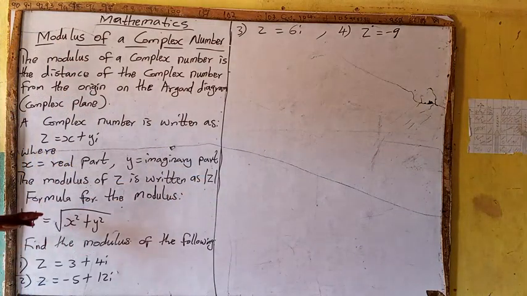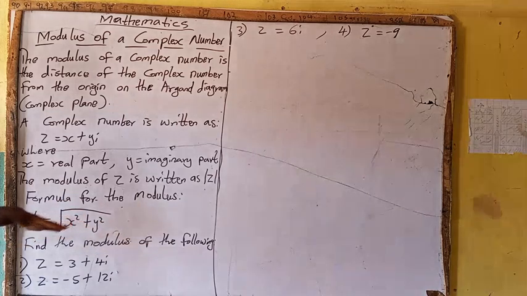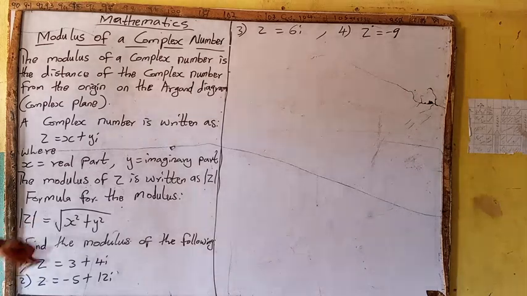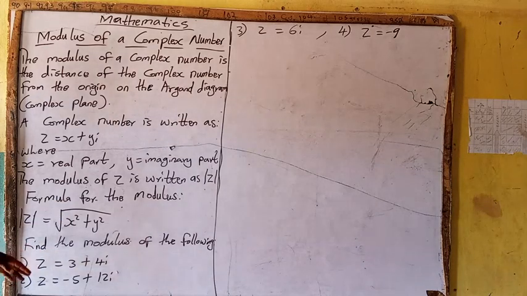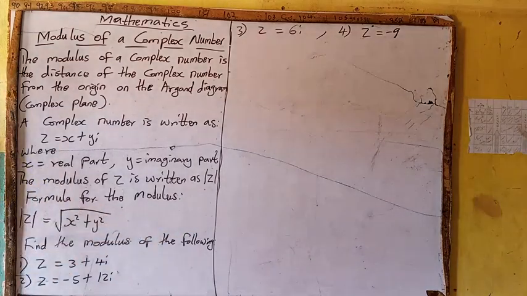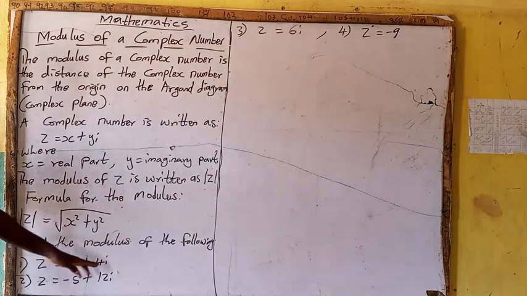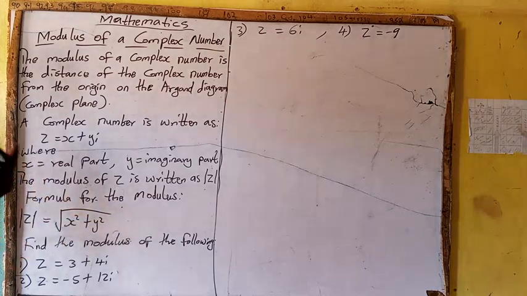Now, they give us a formula. The modulus of a complex number is equal to the square root of x squared plus y squared. If you don't know this formula, there's no way you can solve this problem. So they give us equations to solve. They say find the modulus of the following. In some questions, they will not tell you that this is a complex number question. From the question, you will know that this is a complex number because it has i, and that i is always representing an imaginary number in mathematics.